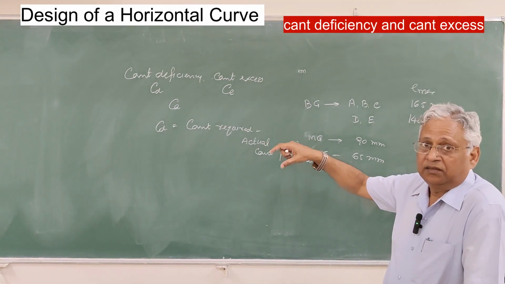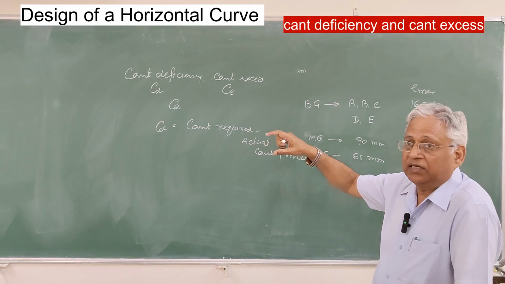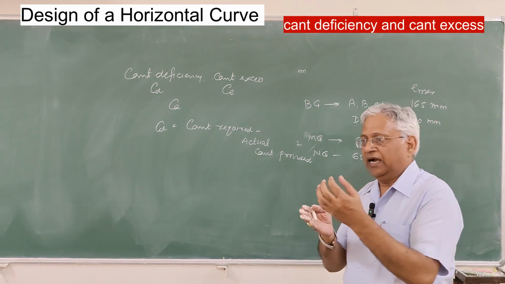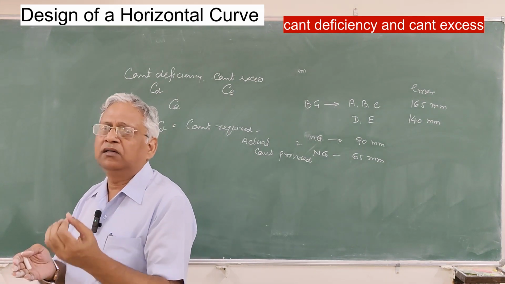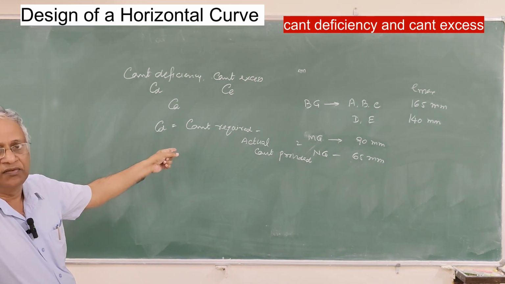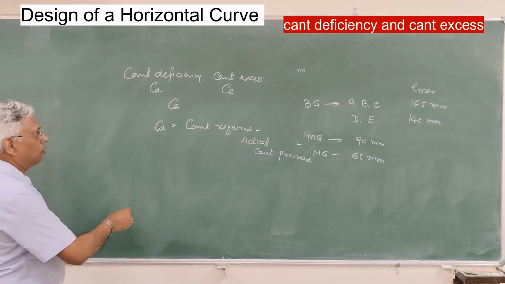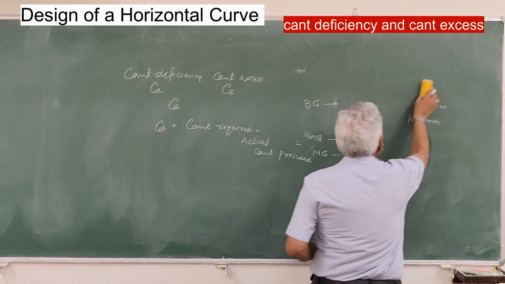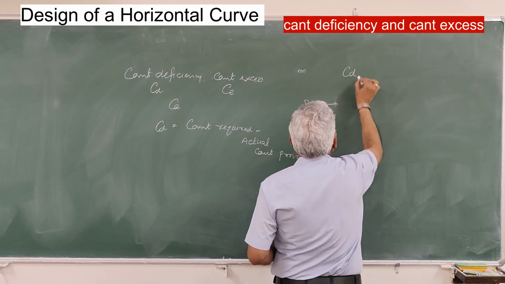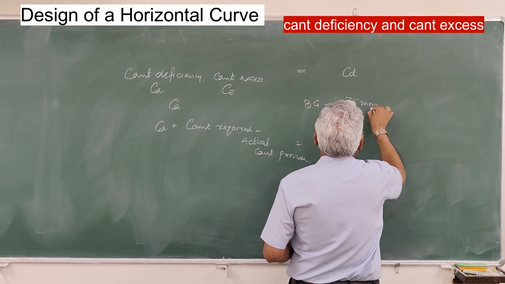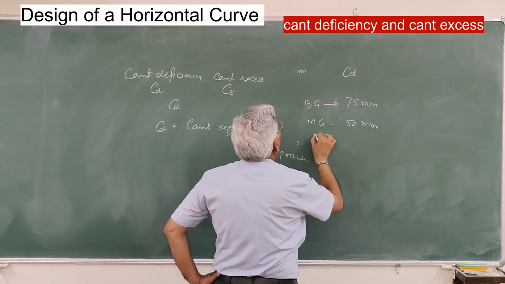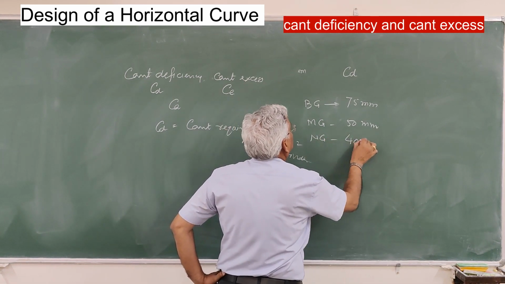This horizontal component of centrifugal force, which is unbalanced, will try to push the rail out, and that will have a major bearing on track maintenance, and therefore it is important to limit this Cant deficiency. The Cant deficiency on broad gauge lines, which is permissible on Indian Railways, is 75 millimeter on all lines. On meter gauge line, it is 50 millimeter. On narrow gauge line, its value is 40 millimeter.